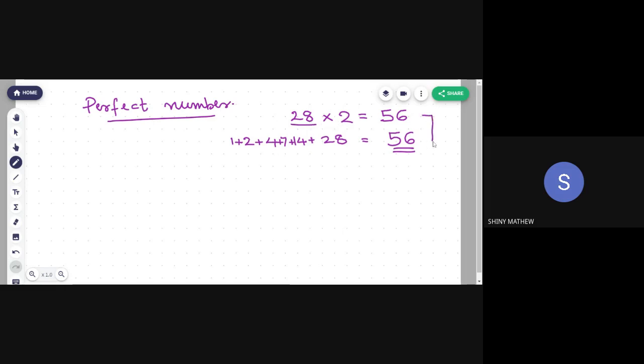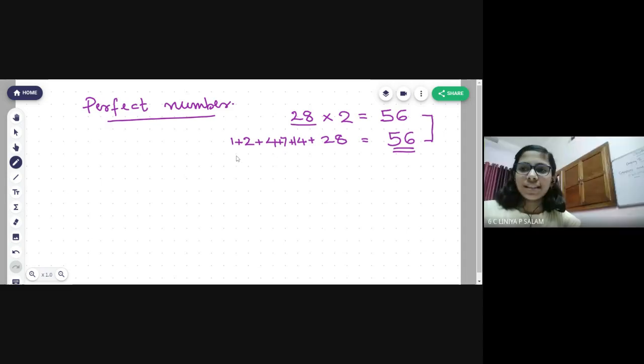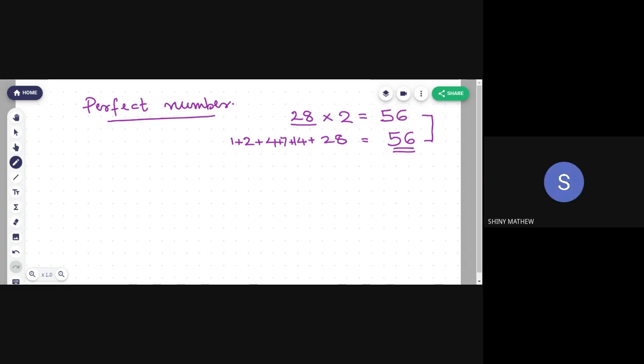Once both numbers are the same, these types of numbers are known as perfect numbers. All of you clear? Yes, miss. It is clear. Once more you listen. If the sum of all factors of a number is equal to twice the number, or double of that number, then that number is known as a perfect number.